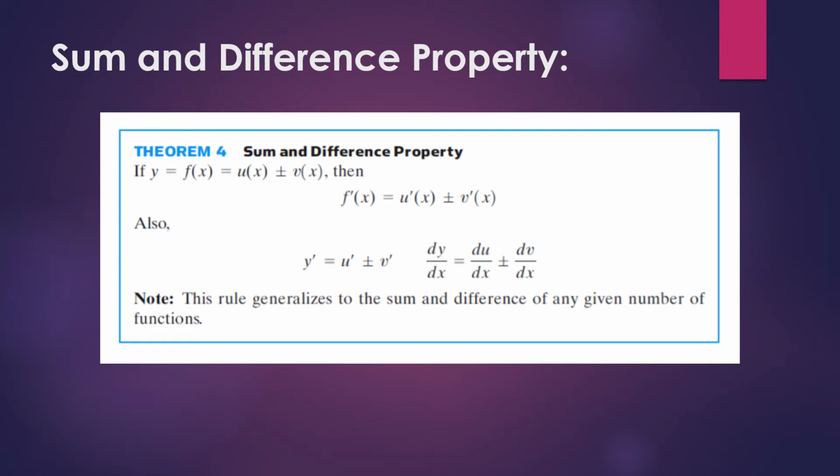Sum and difference property says that if y equals f of x, which equals u of x plus or minus v of x, then the derivative of f, so f prime of x, will equal u prime of x plus or minus v prime of x. So this is referring to something like f of x equals, let's say, x squared plus 3x. We know that the derivative of x squared exists. We know that the derivative of 3x exists. So if I wanted to take the derivative of f, I would take the derivative of x squared plus the derivative of 3x. And we're going to see that in our next slide.